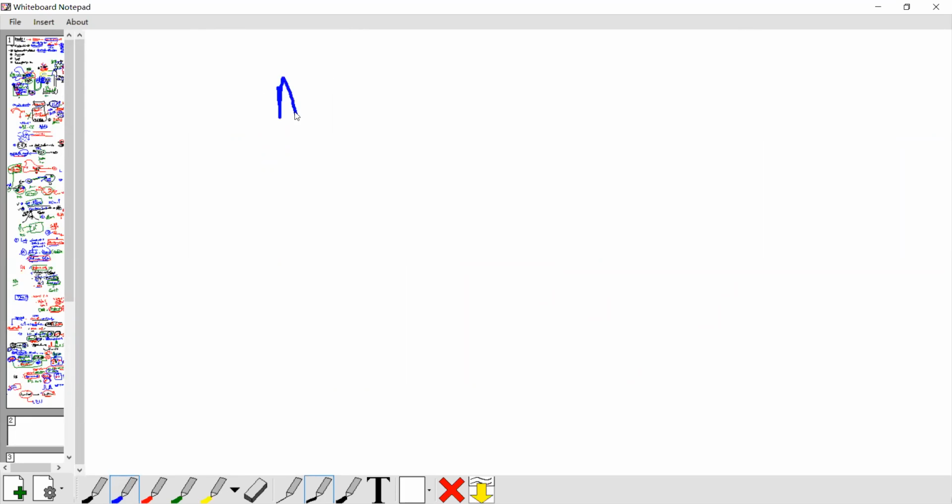Next section, anticoagulants, anti-clotting drugs.